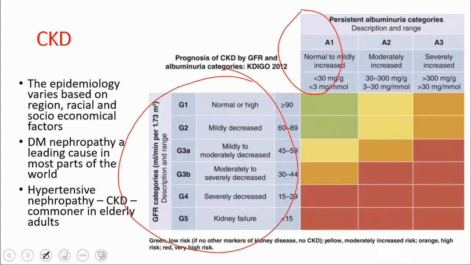So chronic kidney disease has a GFR criteria and an albuminuria or proteinuria criteria, and you classify it based on that. Worldwide, diabetic nephropathy is the commonest cause, and a close second is hypertensive nephropathy.